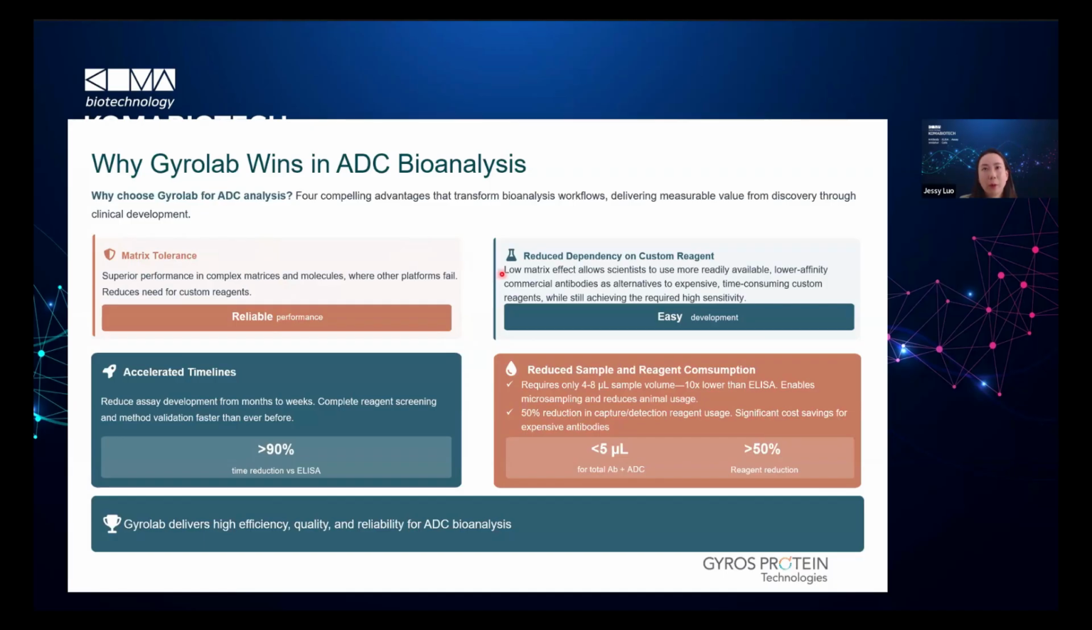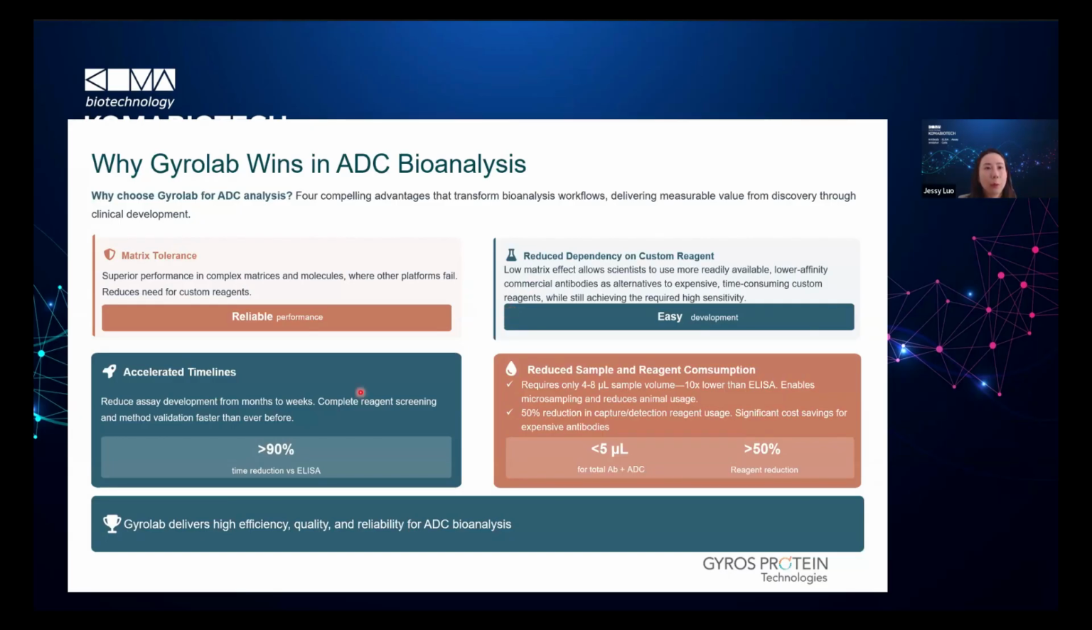Another thing is that because of its low matrix effect, we could also support commercially available reagents, which have a little bit lower affinity than the specific ones. So if you don't have a specific reagent right now and you want to use a commercially available reagent, that's fine. We could also deal with this. With this benefit, sometimes you can save your timeline because commercially available reagent is easier to get.